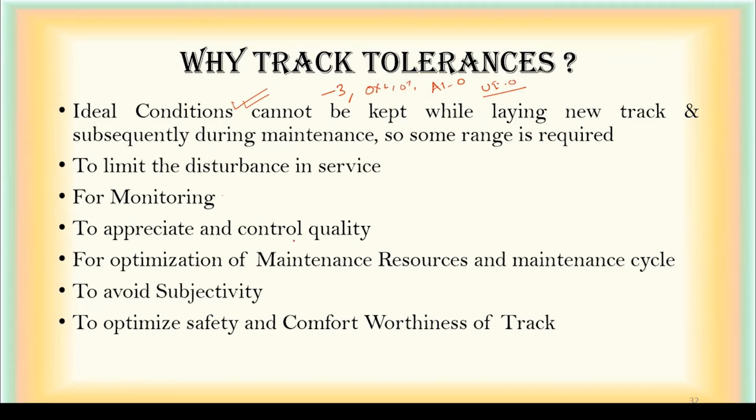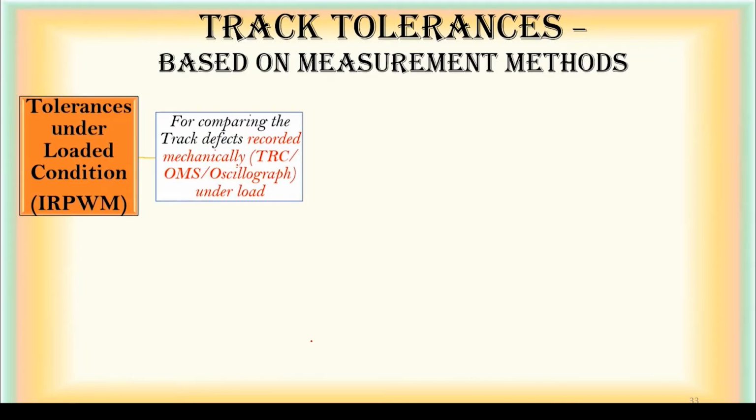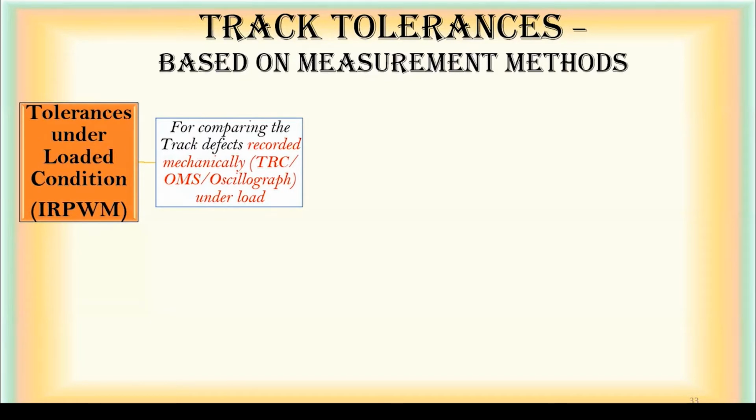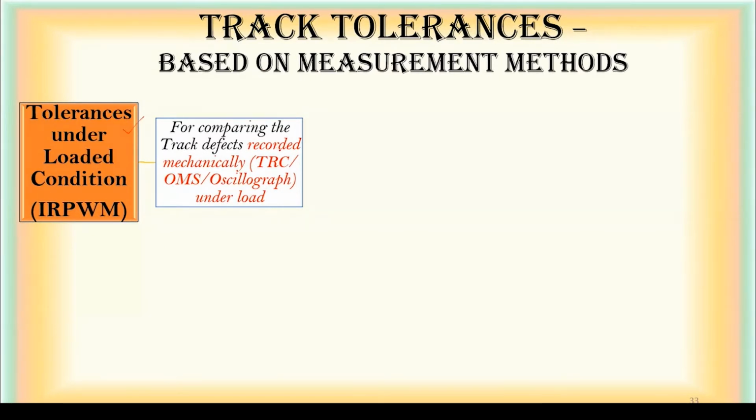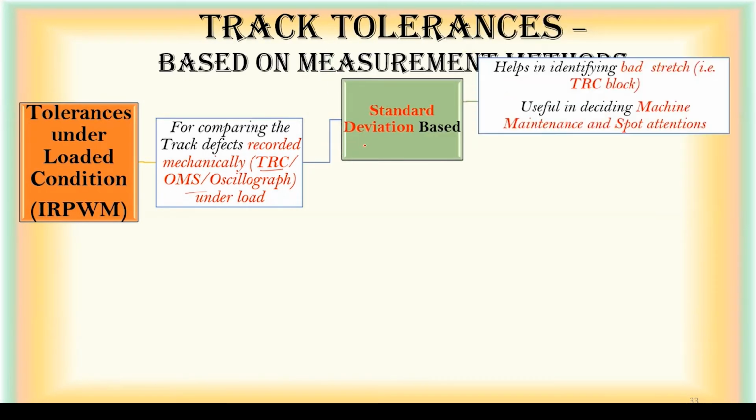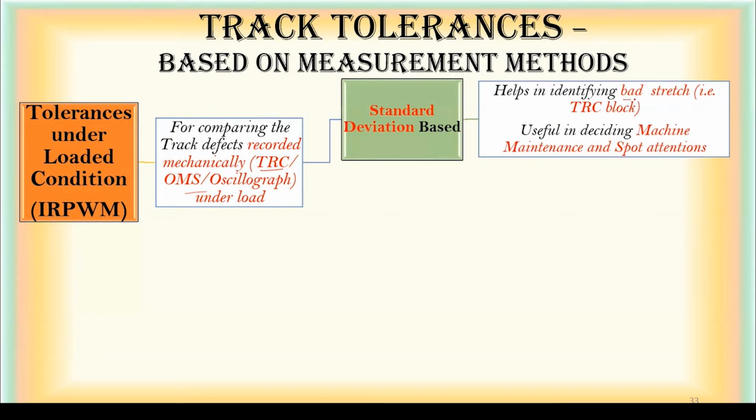For monitoring of track, to appreciate and control quality, all these things we have discussed, है ना? So what are various tolerances laid? When we measure track as per mechanical methods or as per manual methods, what are various tolerances with which we need to compare our measurements? For that purpose, these are the tolerances. Number 1, tolerances under loaded condition. Tolerances under loaded condition for comparing track defects recorded mechanically. ठीक है, इसके लिए loaded condition के tolerances दिए हुए हैं. This can be on standard deviation based method, which identifies bad stretches and is useful in machine maintenance or spot attentions.